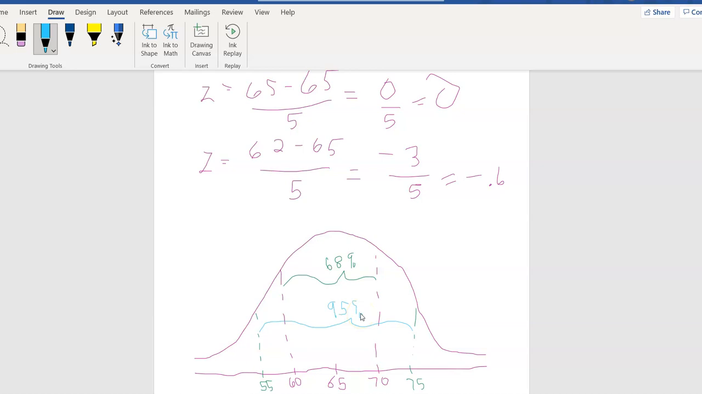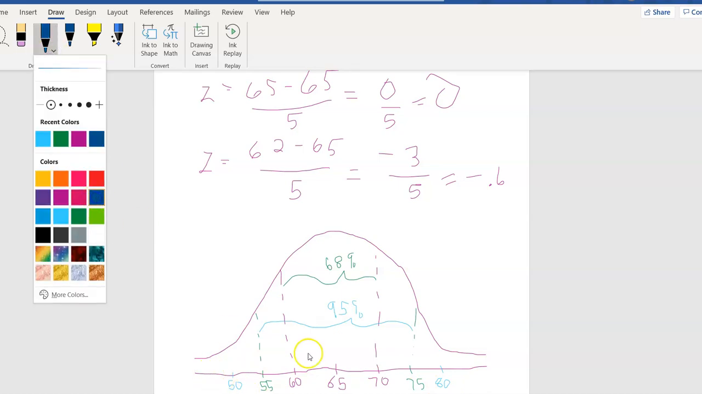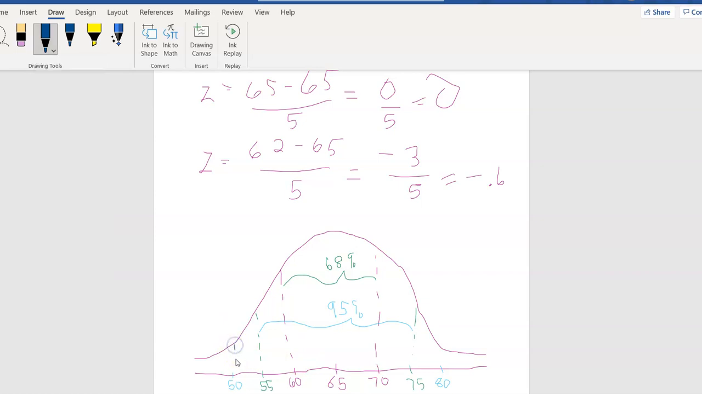All right, now let's go 1 more standard deviation away. So if I subtract 5 one more time, I will get 50 right here. And if I add 5 one more time, I will get 80. Which is pretty tall and pretty short. All right, so according to our empirical rule, between these two values, 99.7% of women are going to fall in there.